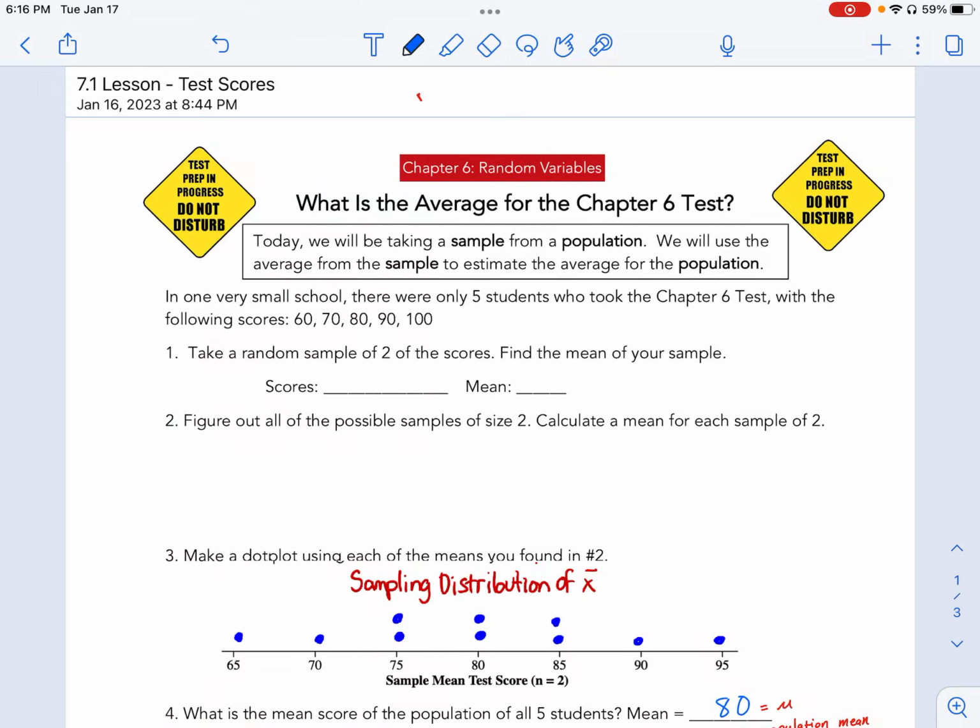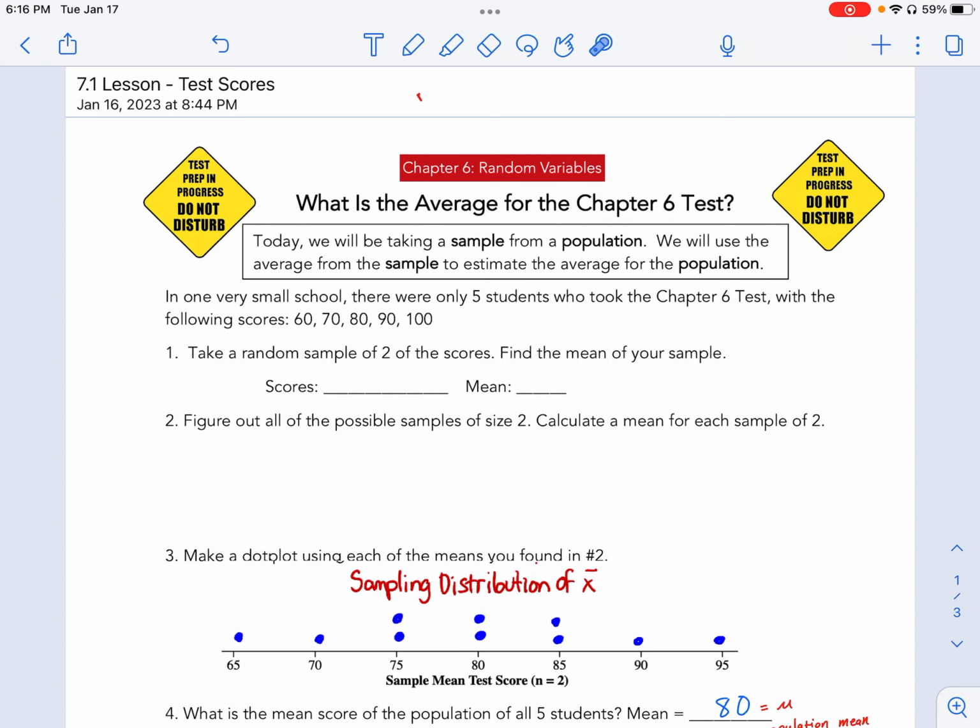Welcome. Here we go. This is the first lesson of chapter 7, which is about sampling distributions. So, the first context is: what is the average for the chapter 6 test, which you just took?